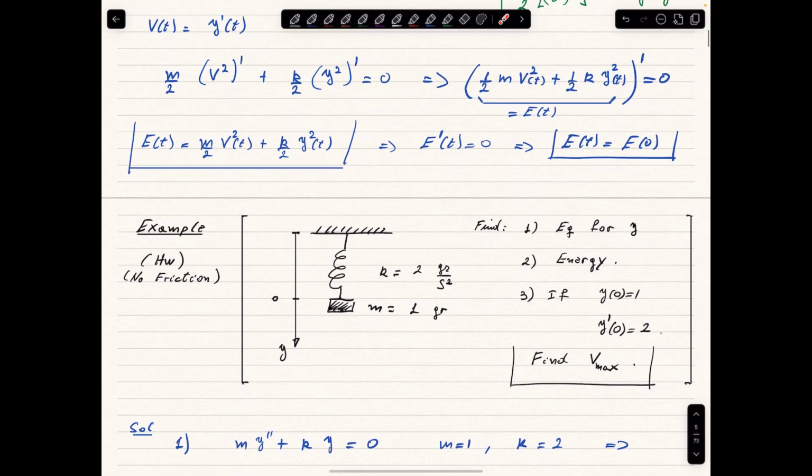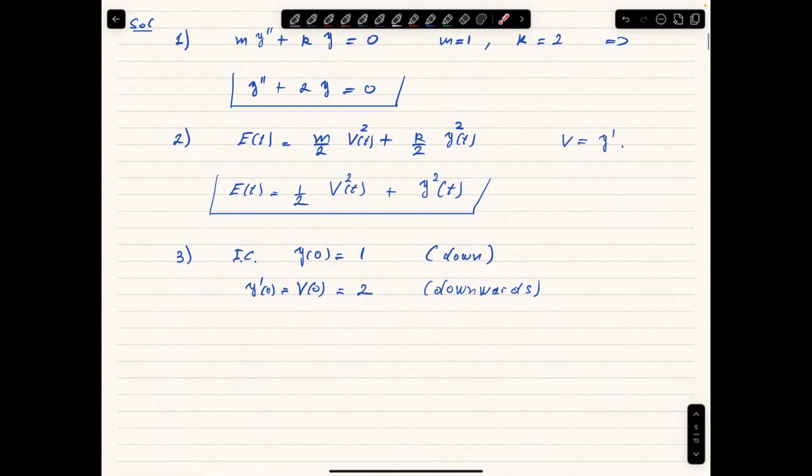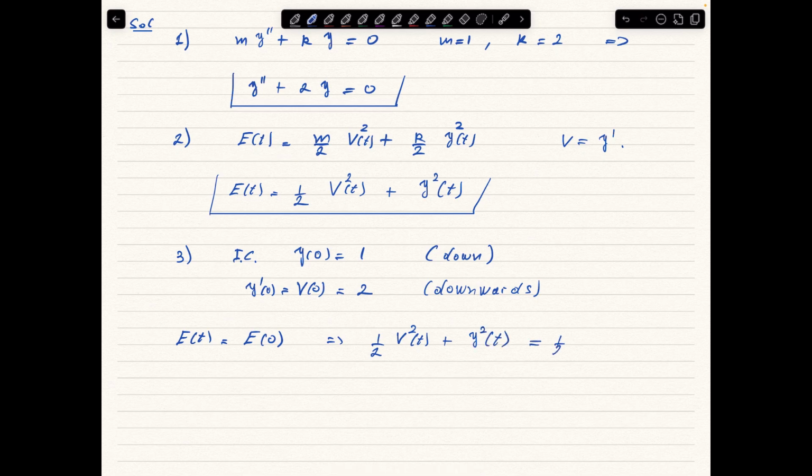But we do have the conservation of energy. So what is this equation? This equation says that the energy at any time has to be equal to the energy at the initial time. We have the formula for the energy: 1/2 the velocity squared at any time plus the position squared at any time has to be equal to the initial energy, which is 1/2 the velocity at 0 squared plus the position squared at 0.